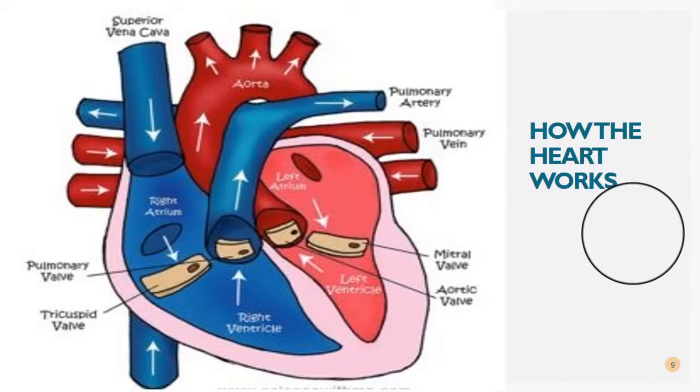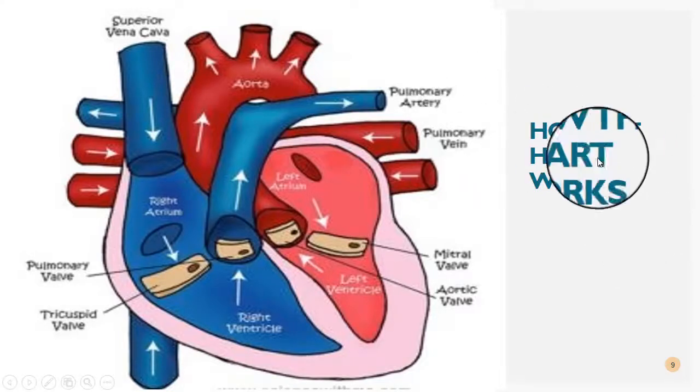The muscles of the heart need to receive oxygenated blood too. They are fed by the coronary arteries on the surface of the heart. So, this was all about how the heart works.